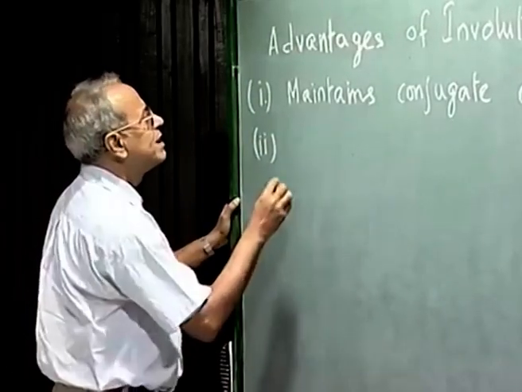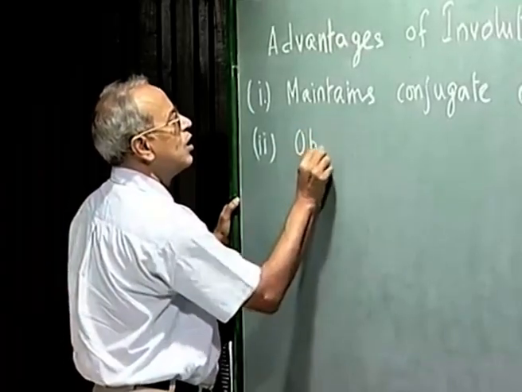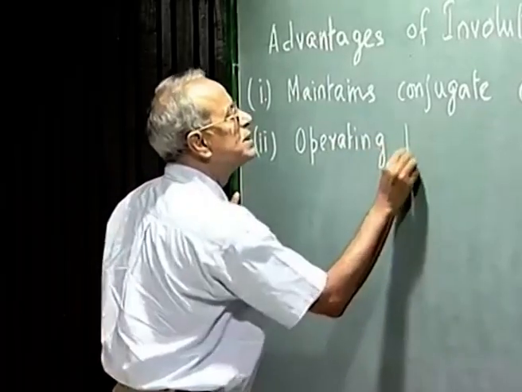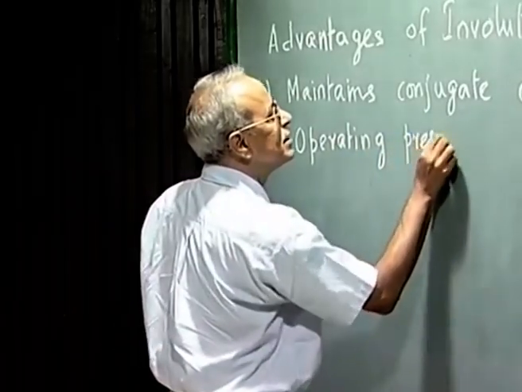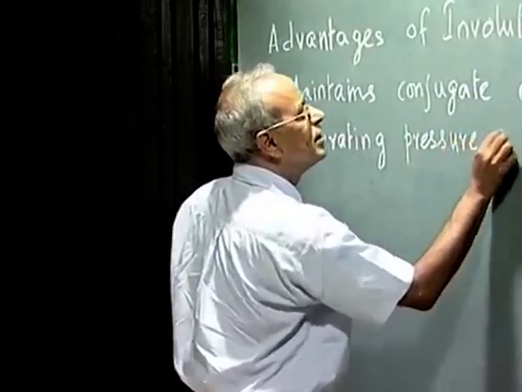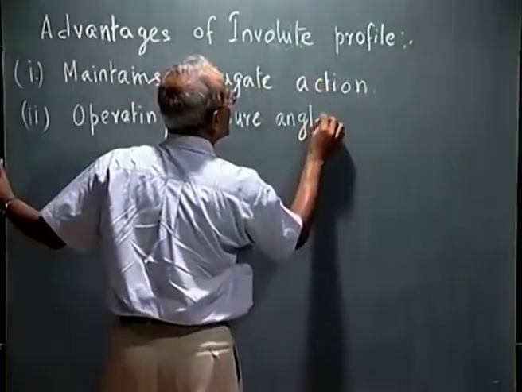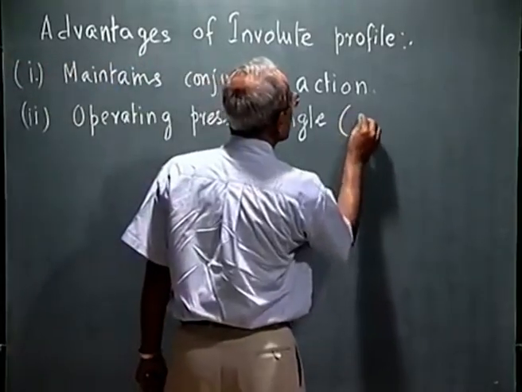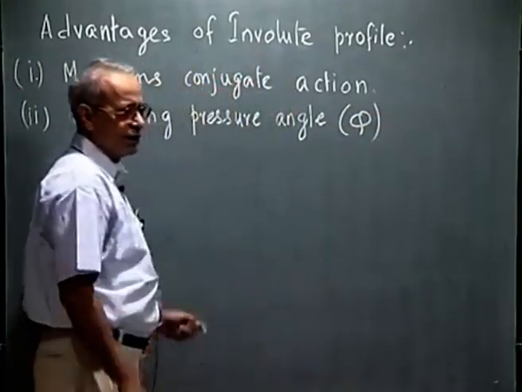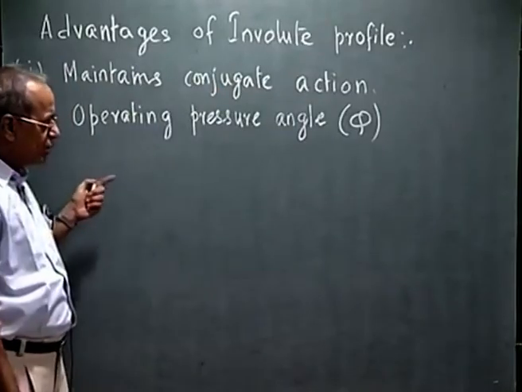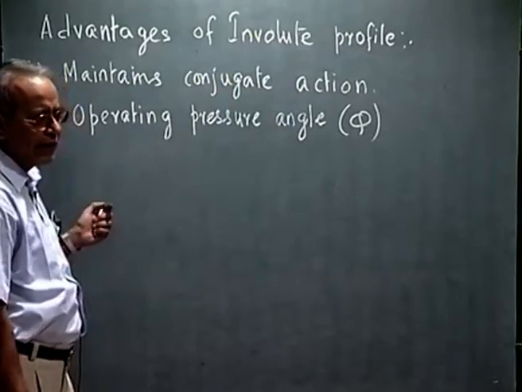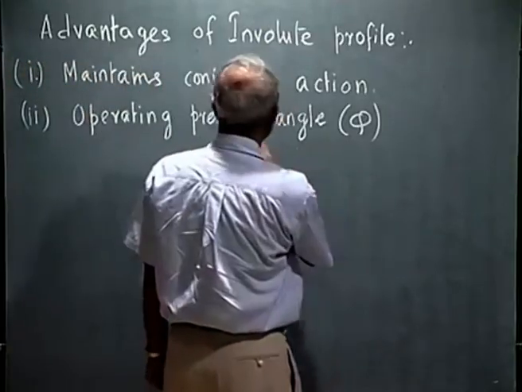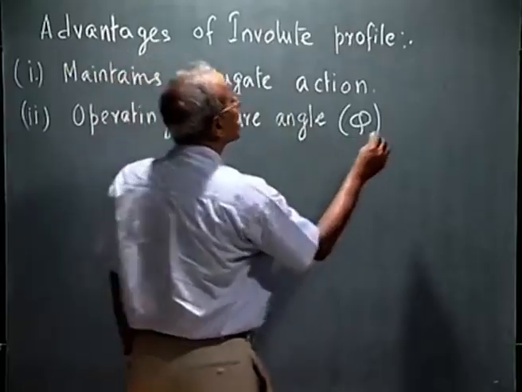is that operating pressure angle is constant. If you remember, in our last lecture, we denoted this operating pressure angle by the symbol phi, which is the angle between the line of action and the common tangent to the pitch circles. Maintains constant pressure angle. Operating pressure angle is constant.